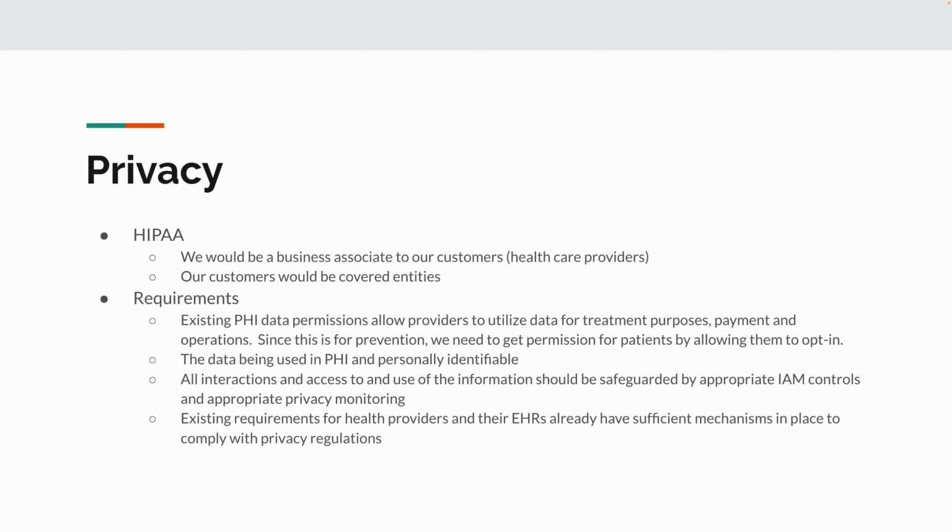As I mentioned earlier, the existing PHI data permissions allow the providers to utilize data for treatment purposes, payment, and operations. And every patient will have already signed off on these permissions before they receive any treatment. However, since this is for prevention, we need to get specific opt-in permission from the patients before we include them in the risk scoring exercise. As I mentioned, the data is PHI and is personally identifiable. All interactions and access to and use of the information will need to be safeguarded by appropriate identity access management controls and appropriate privacy monitoring. That being said, there are existing requirements for health providers and their use of EHRs that have sufficient mechanisms in place to comply with the privacy regulations.